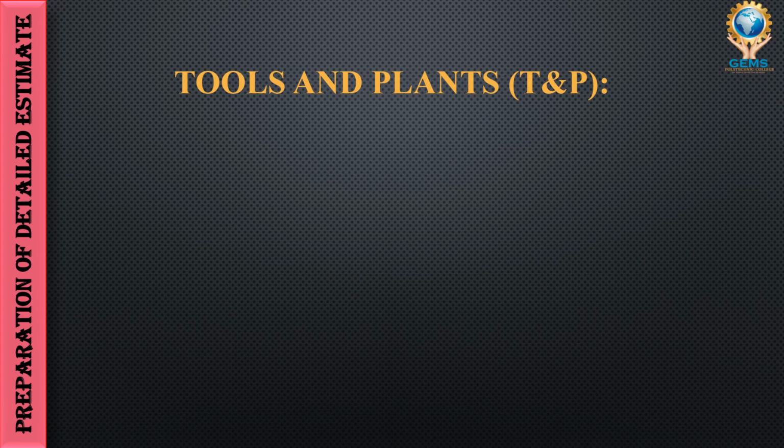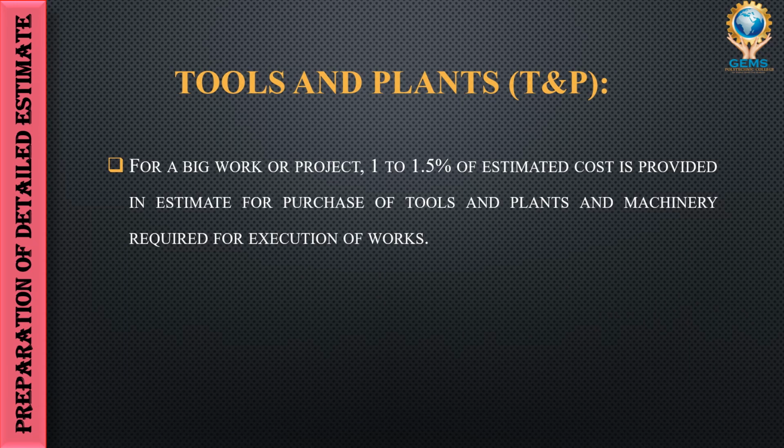Then the second one is tools and plants. For doing construction work, we are in need of some tools and machines, right? Using those only we can do the work, we can do the items of work in the construction. So for the tools and plants, how much percentage do we need to allocate for a big project?